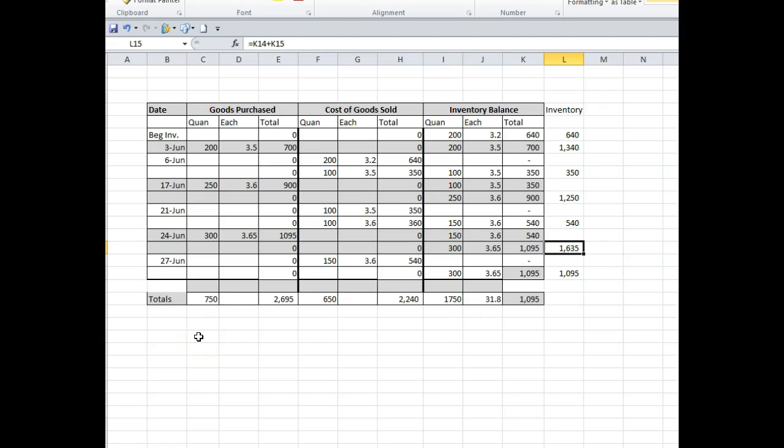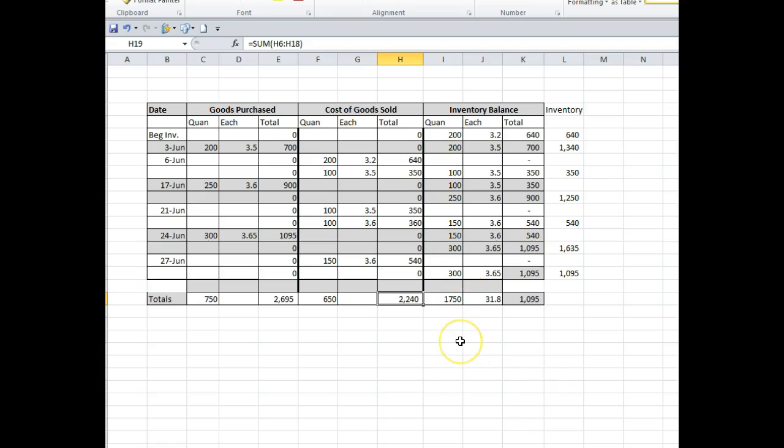On the 27th, I sold 150. That comes out of this layer right here. So it's 150 at 360 at 540. So what's left in my inventory is the 300, so I drop that down. My inventory ends at 1,095. Now if you come back here, all of this has been doing is calculating your cost of goods sold. And that becomes your cost of goods sold of $22.40. Does that make sense? Does that help a little bit?